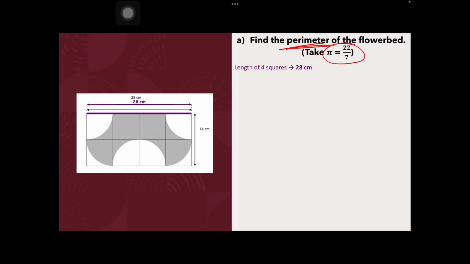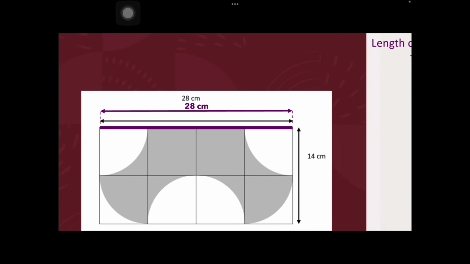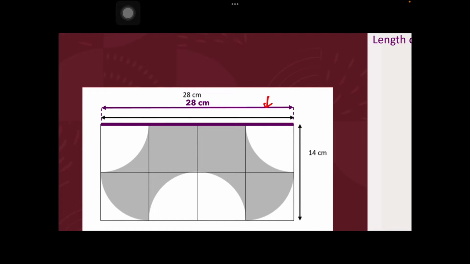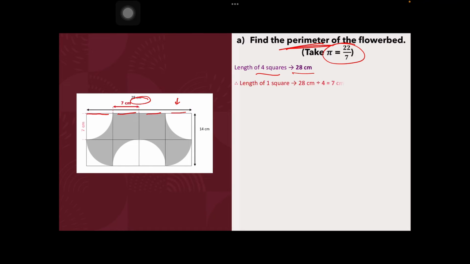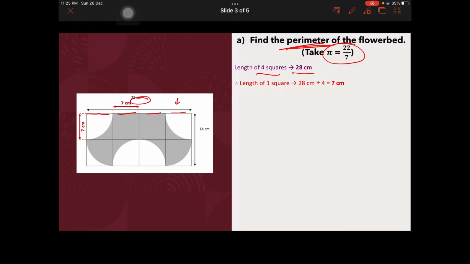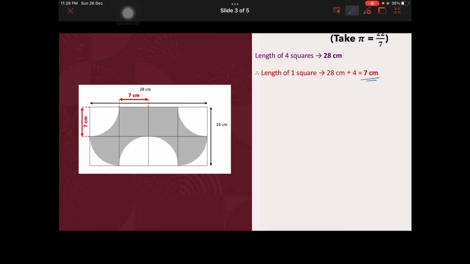So first, it is given that the length of 4 squares is 28 centimeters. It's marked in purple over here, and the length of 4 squares, 1, 2, 3, 4, is 28 centimeters. This would mean that the length of one square is 28 centimeters divided by 4, which gives us 7 centimeters. Correct? That is the length of one side of the square.